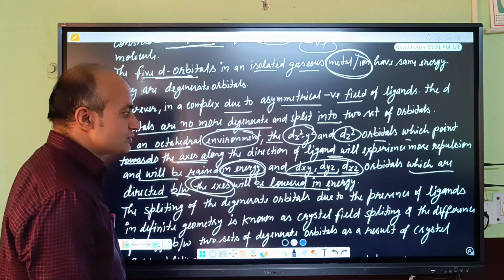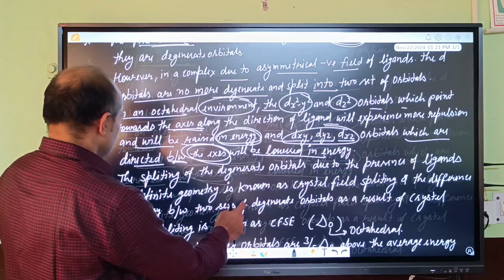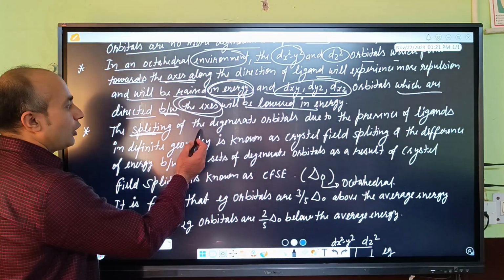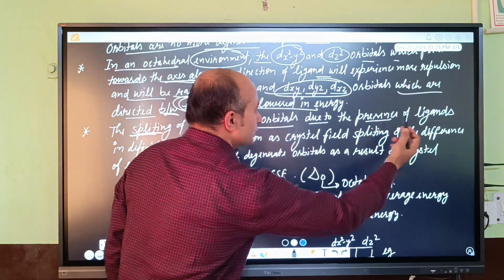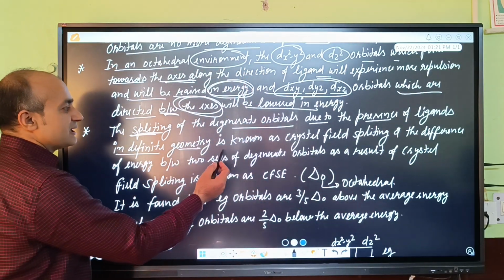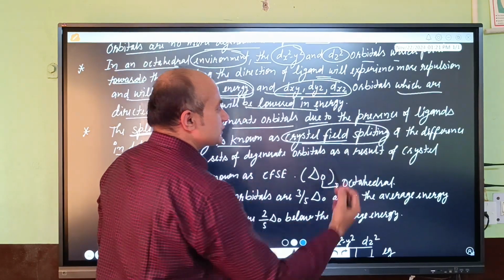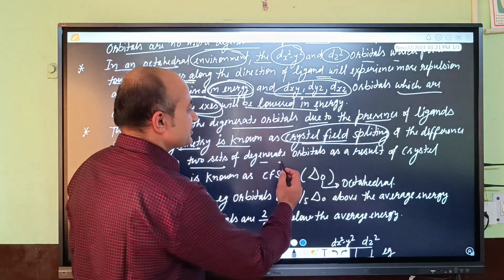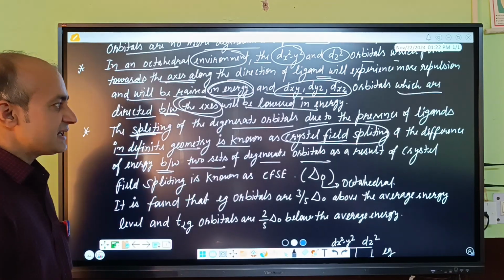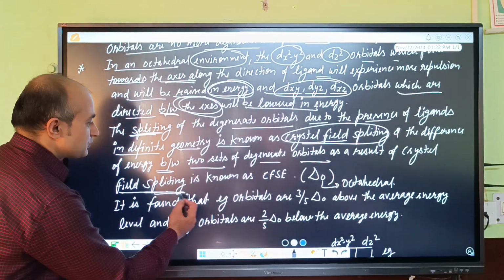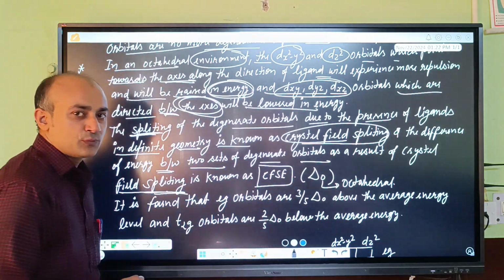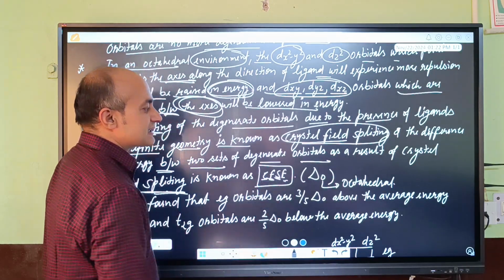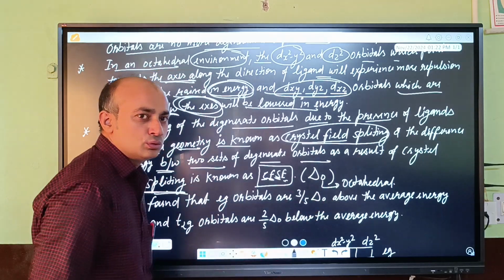called the T2g set. Next, the splitting of degenerate orbitals due to the presence of ligands in a definite geometry is known as crystal field splitting, and the difference of energy between the two sets of degenerate orbitals as a result of crystal field splitting is known as CFSE. The full form of CFSE is crystal field splitting energy, also denoted by delta O.